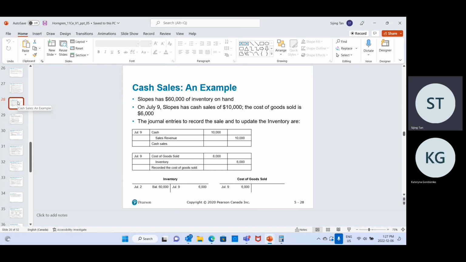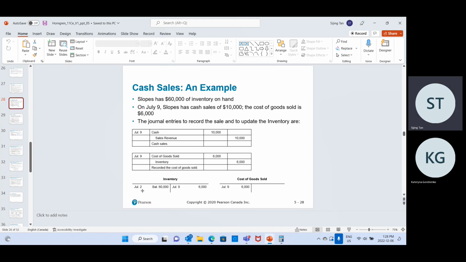Now remember that as long as it's related to inventory sales, we have to have two journal entries. First of all, we record the sale. We debit cash, $10,000, credit sales revenue, $10,000. Then the second journal entry, we have to record the cost of goods sold, because the cost of goods sold becomes expenses, right? So we debit cost of goods sold, credit inventory.